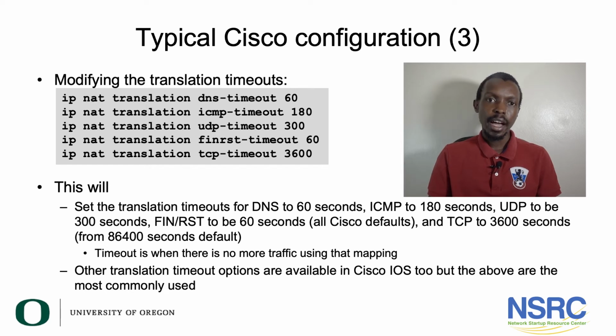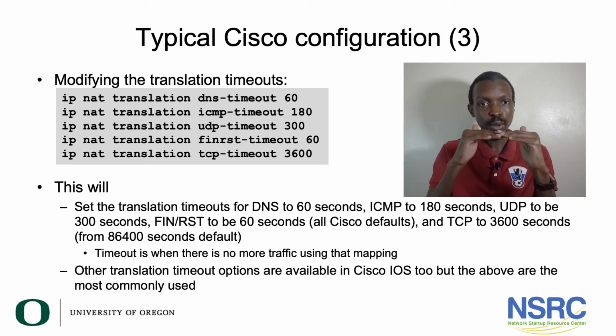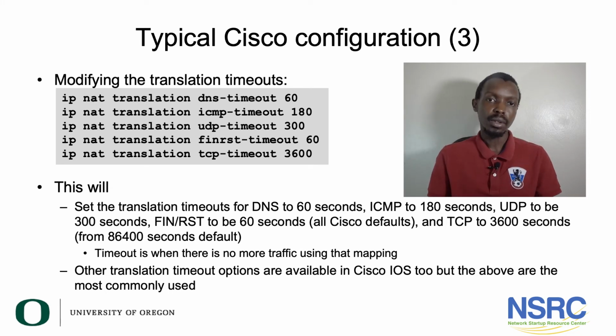There are lots of other translation timeout options in Cisco IOS, but the ones that people usually touch are these ones, because most of your traffic is going to fall under one of these categories. So those are the ones which you should look at possibly modifying.